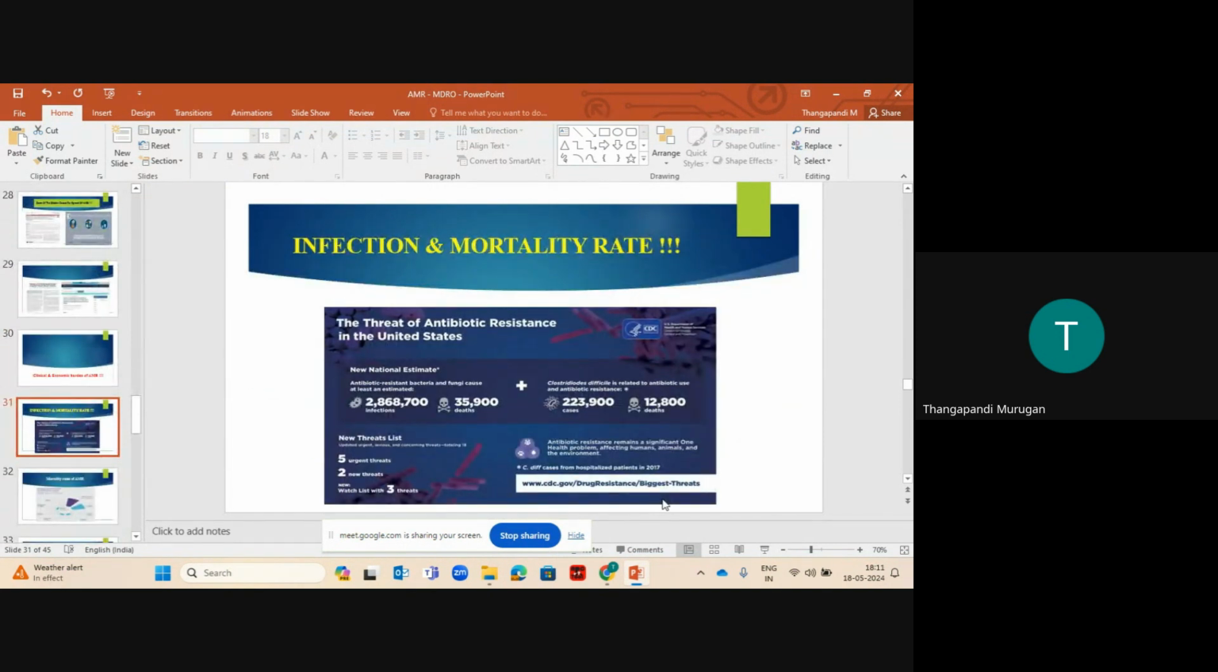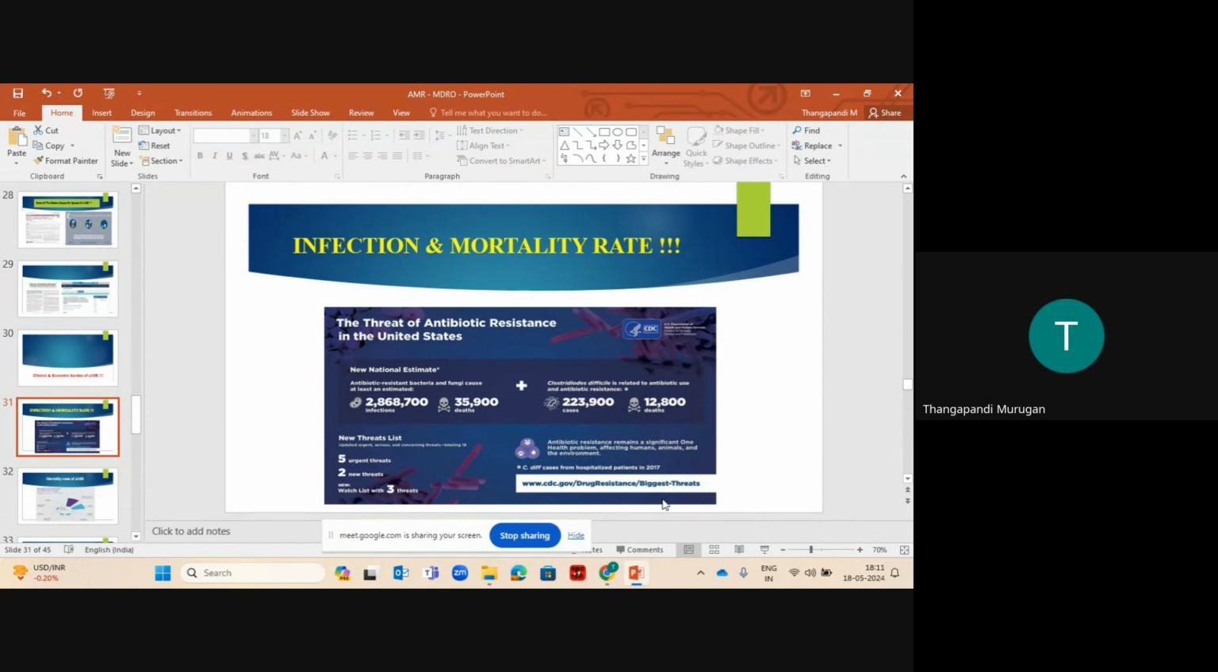Here you can see a slide adapted from the CDC, where you can see last year's data. 28 lakh 68,000 infections, out of that 35,900 patients died only because of these complex resistant patterns. Okay, and then Clostridium difficile happens when you are using the higher-end antibiotics irrationally, that time this infection will happen. That also is more than 10,000.